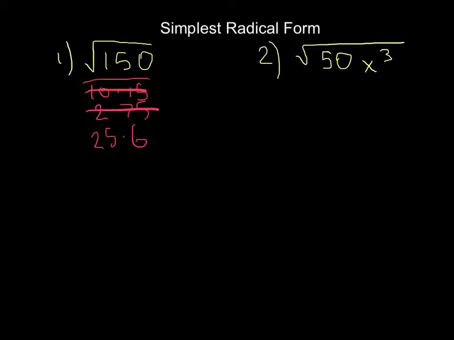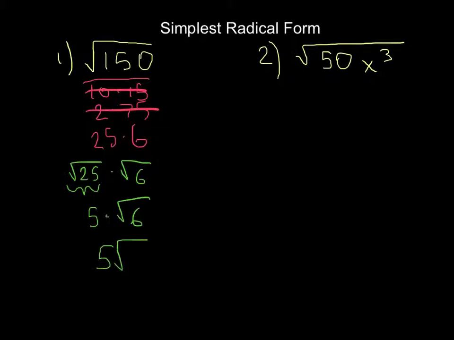So if we rewrite the square root of 150 as the square root of 25 times the square root of 6, we can write it like that, and then we know that this is going to equal 5. So then our solution is 5 root 6, and that would be the simplest radical form, because the 6 cannot be broken down into any two numbers that multiply to get a 6 where one of them is a square.